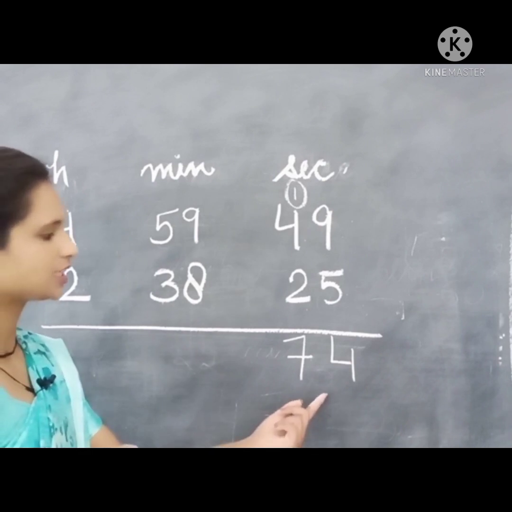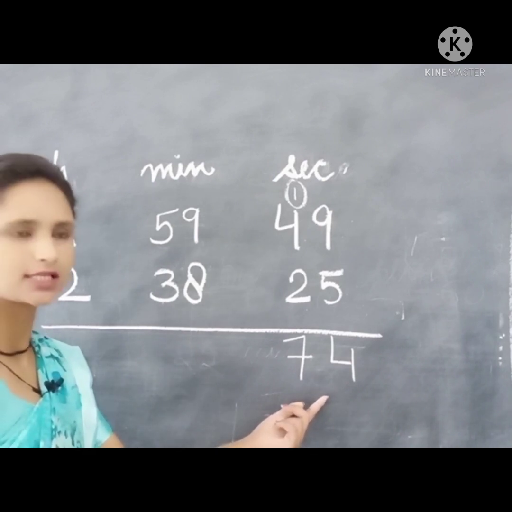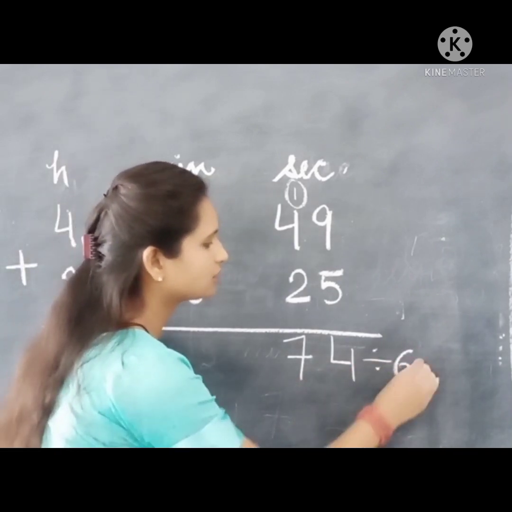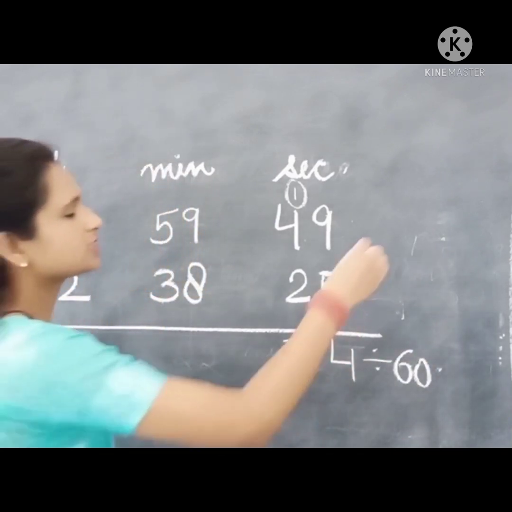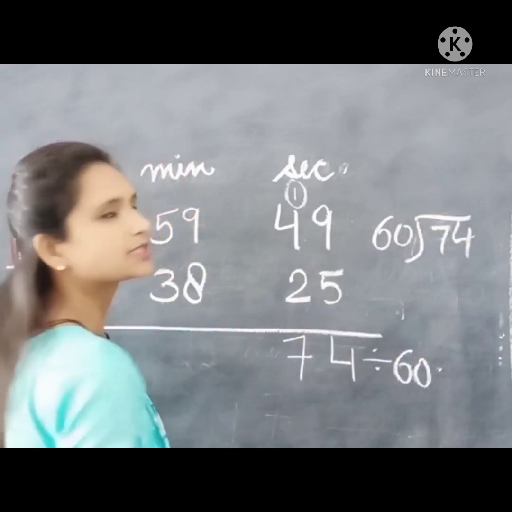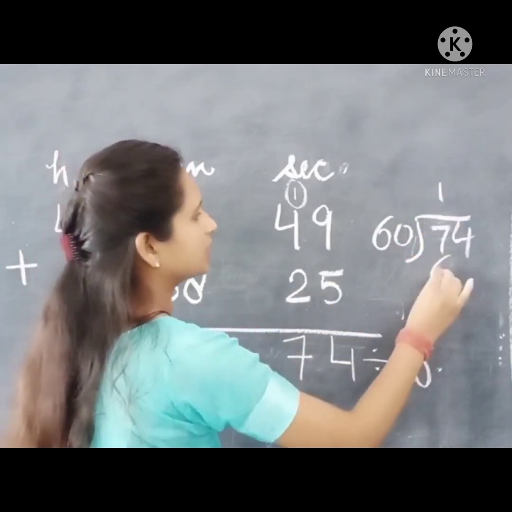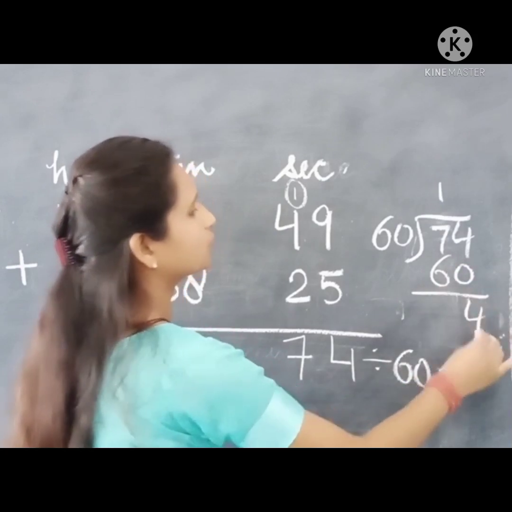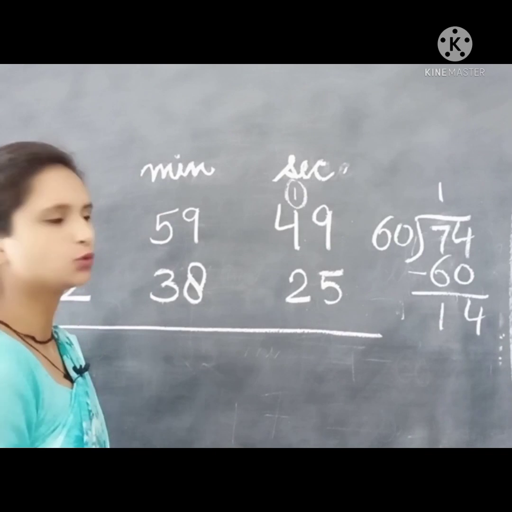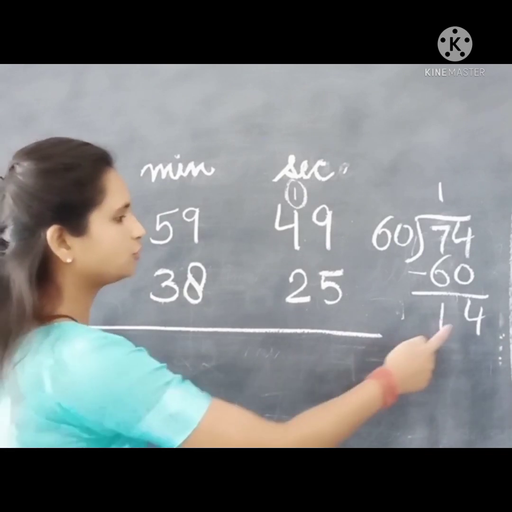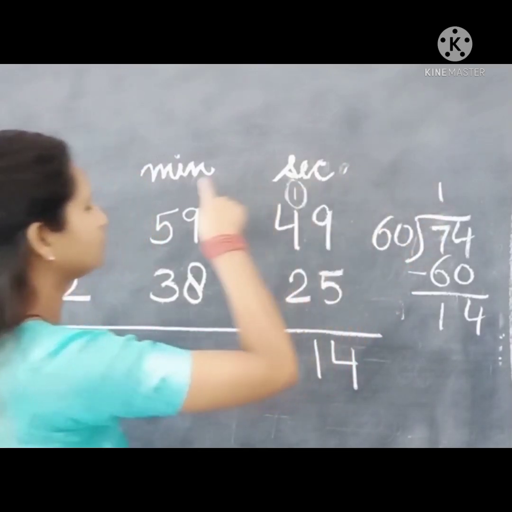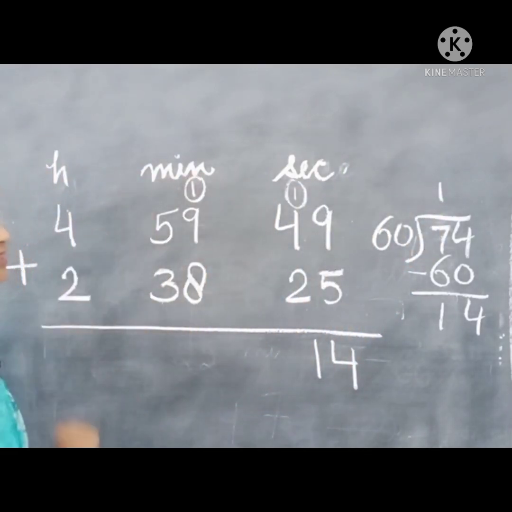As you can see, it is greater than 60. So what do we have to do? We have to divide it with 60. Now let us divide it. 60 ones are 60. Now 4, and 7 minus 6, 1. 14. We have to rub this and write 14 here, and 1 will go here as carry.